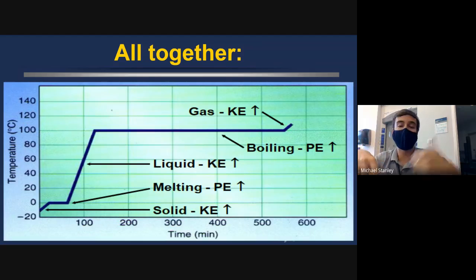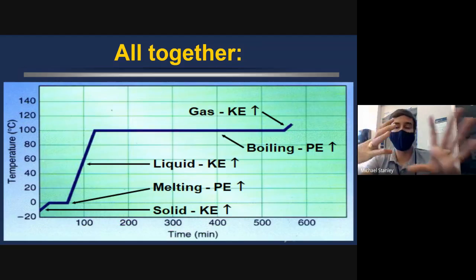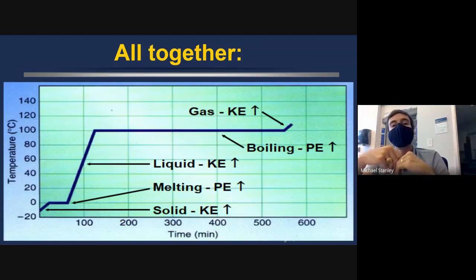So while your particles are getting faster, they're still staying about the same distance from each other. While your particles are moving farther apart, they can't be moving any faster. So the energy is either going to one thing or the other. If they're moving farther apart, then the temperature is not going to go up. But if they're moving faster, then the temperature will go up. All right, good question, good question.